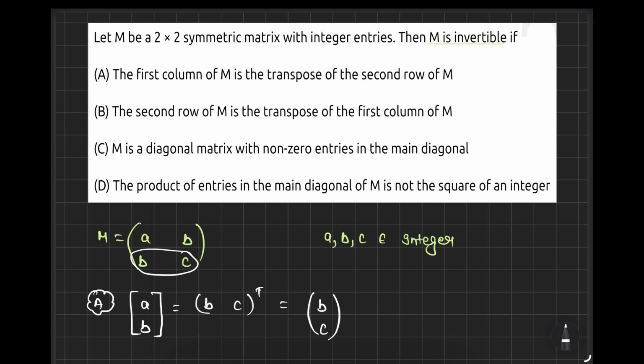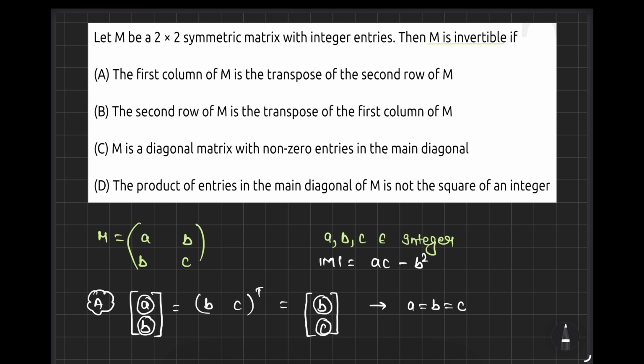Now you know that, suppose this holds true. Or I'll tell you one thing. Suppose that we have to find out the determinant. So determinant of M would be what? AC minus B square. Now be super slow. If A is equal to B, and B is equal to C, so from here can I say that A equals B equals C? Just think about it.